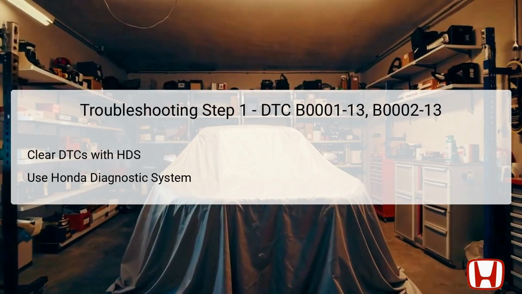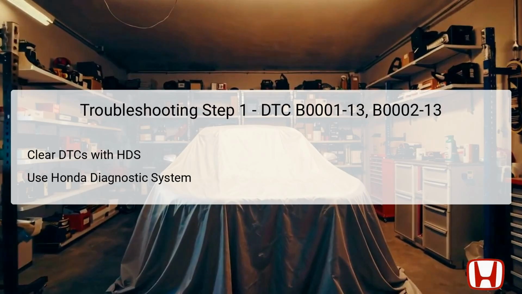The first step in troubleshooting DTC B0001-13 and B0002-13 involves clearing the Diagnostic Trouble Codes, DTCs, using the Honda Diagnostic System, HDS. The HDS is an essential tool that allows technicians to diagnose various Honda vehicle systems. By clearing the DTCs, we create a fresh state for the vehicle's systems to ensure no residual codes from prior faults interfere with the troubleshooting process.